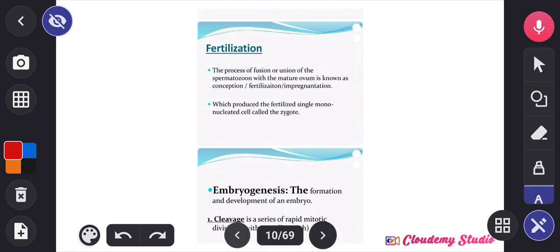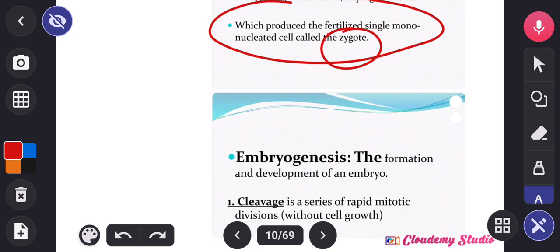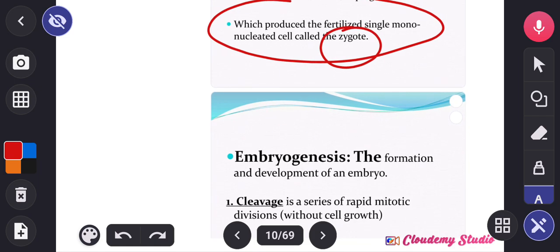Now, that is what they are trying to say here. Fertilization is the process of fusion or union of spermatozoon with a mature ovum. You understand? It is also known as conception, fertilization, or impregnation. And it produces a mononucleated cell called the zygote. And after fertilization, we now have embryogenesis. That is the formation of the embryo.